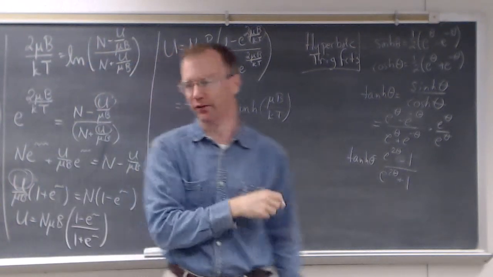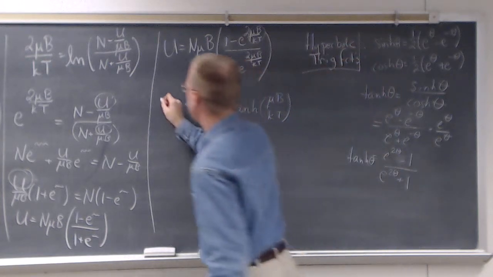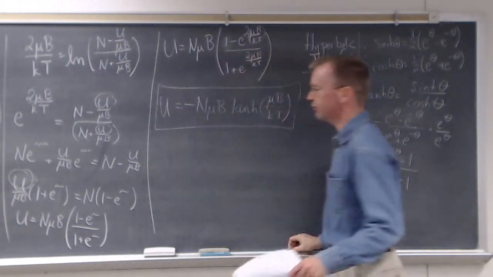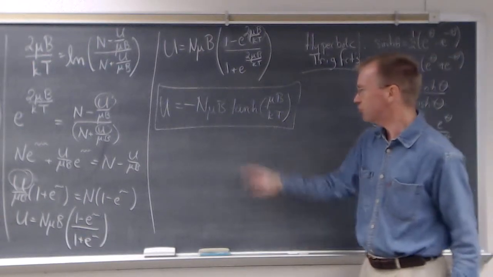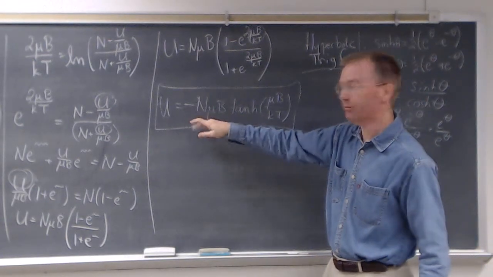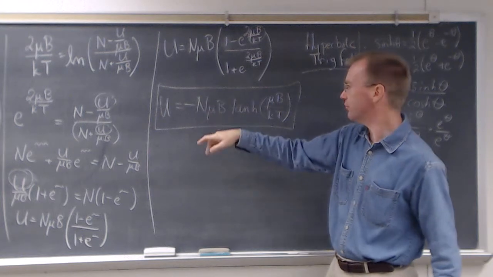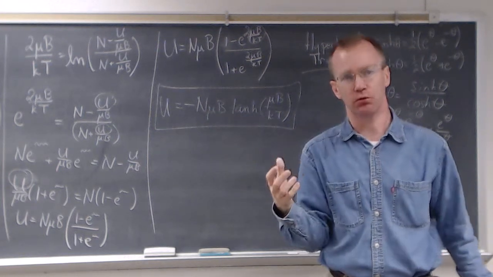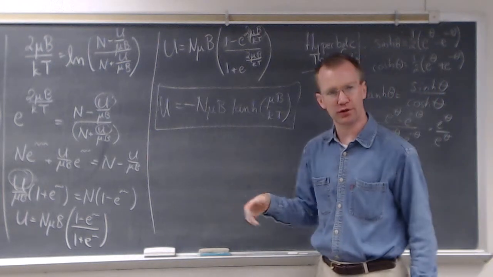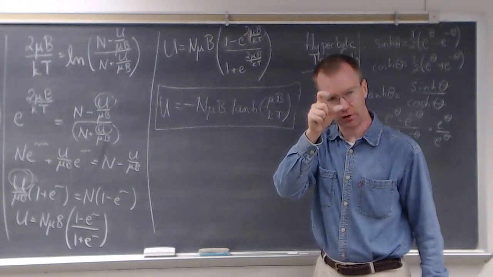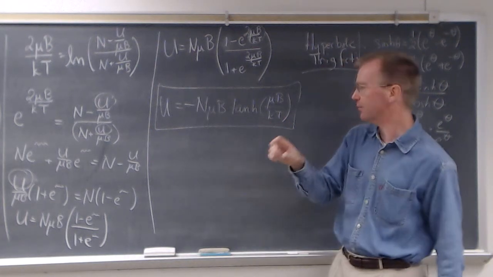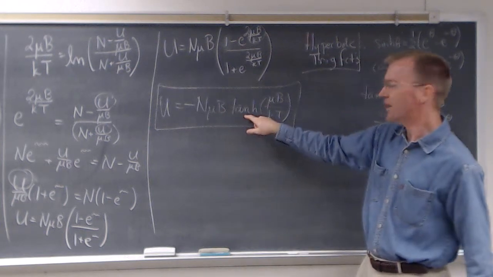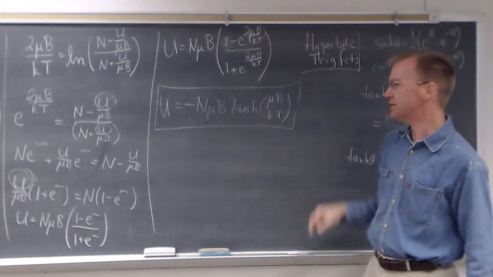Make sure that negative sign stands out there in front. So what we have now, we found that the energy of the whole system is equal to negative number of particles, number of dipoles, times mu b, mu being the magnetic dipole moment, which gives you the magnetic field strength of each one of the little particles in there, the dipoles, times b, the external field strength, times the hyperbolic tangent of mu b over kt.